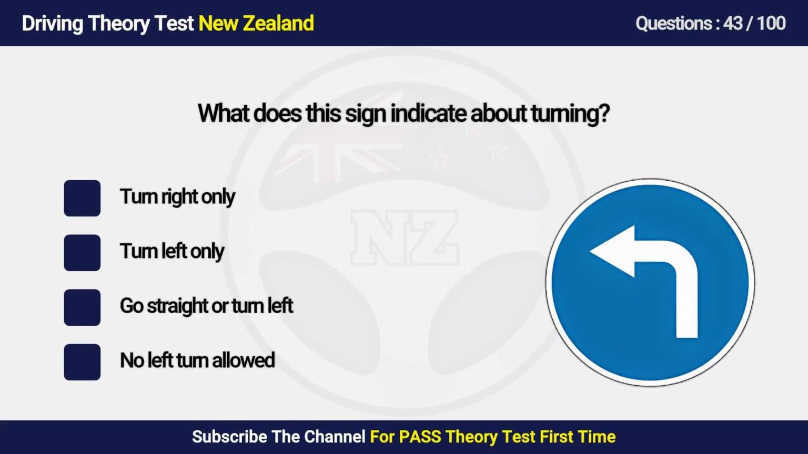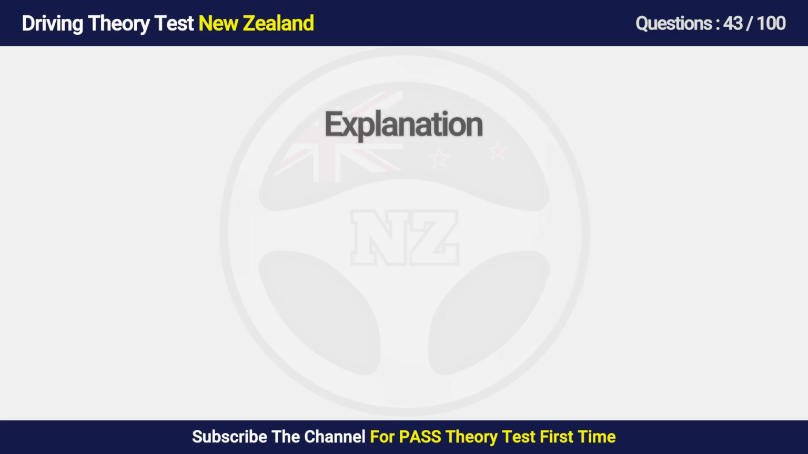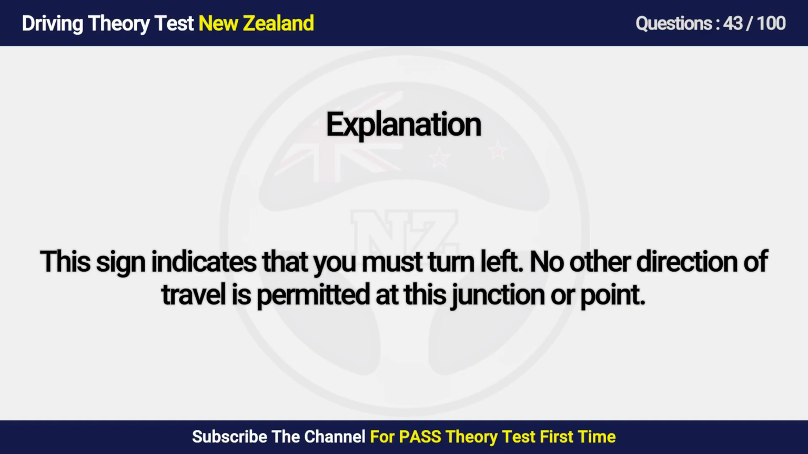A. Turn right only. B. Turn left only. C. Go straight or turn left. D. No left turn allowed. Answer is B. Turn left only. This sign indicates that you must turn left. No other direction of travel is permitted at this junction or point.